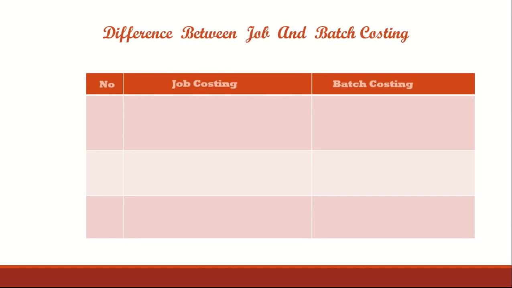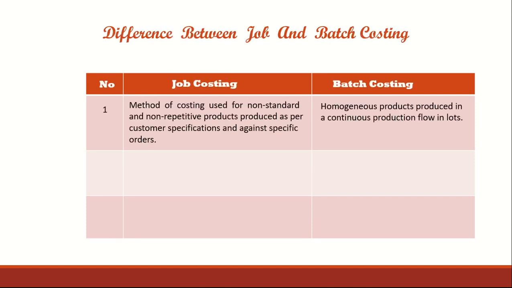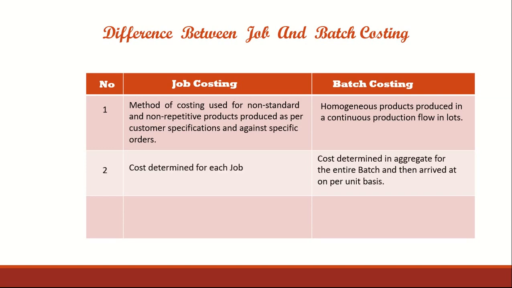Difference between job and batch costing. Job costing is a method of costing used for non-standard and non-repetitive products produced as per customer specifications and against specific orders. But batch costing is for homogeneous products produced in a continuous production flow in lots. Under job costing, cost is determined for each job. But under batch costing, cost is determined in aggregate for the entire batch and then arrived at on a per unit basis.